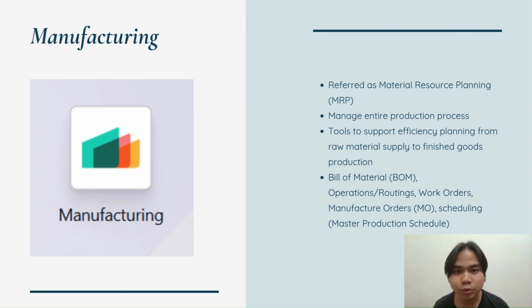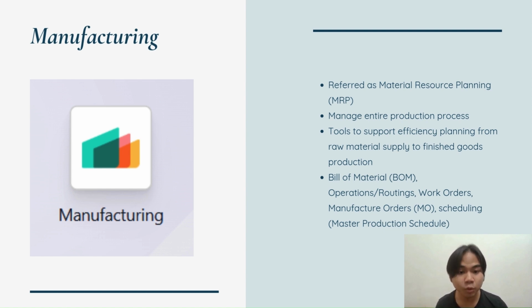So now back to me, Kaitian. I'll continue with the manufacturing modules. Manufacturing can also be referred to as material resource planning (MRP). It is used to manage the entire production process. These tools support efficient planning from raw material supply up until the finished good production.